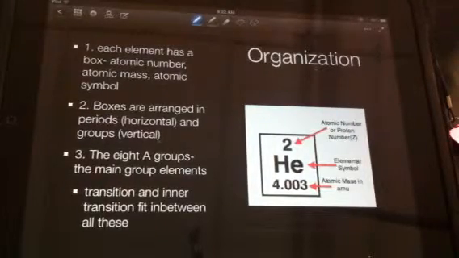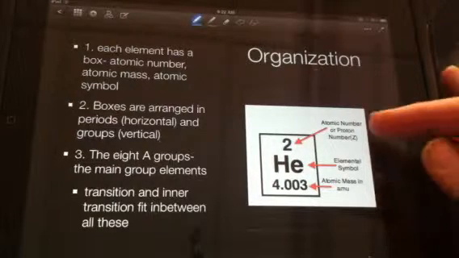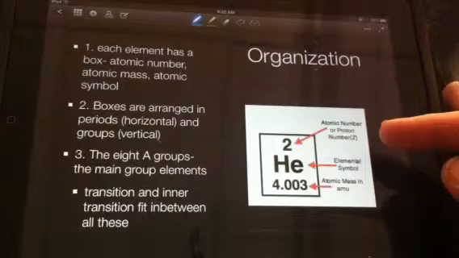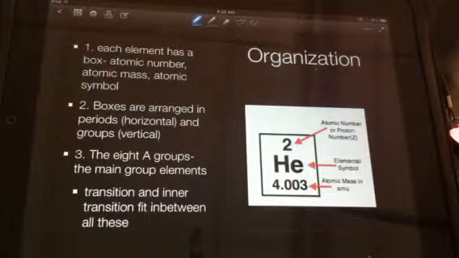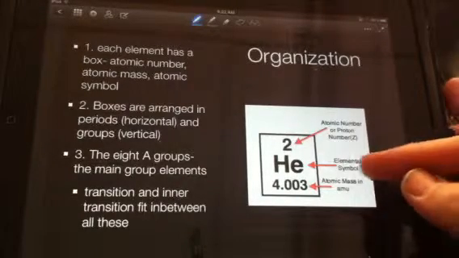Okay, now we're going to talk about the organization of the periodic table and the different information we can get from it. So, number one, each element has a box, and it has atomic number, atomic mass, and atomic symbol in there. And if you don't know the atomic number is the number of protons, feel free to go ahead and label that on your periodic table. This is your elemental symbol.